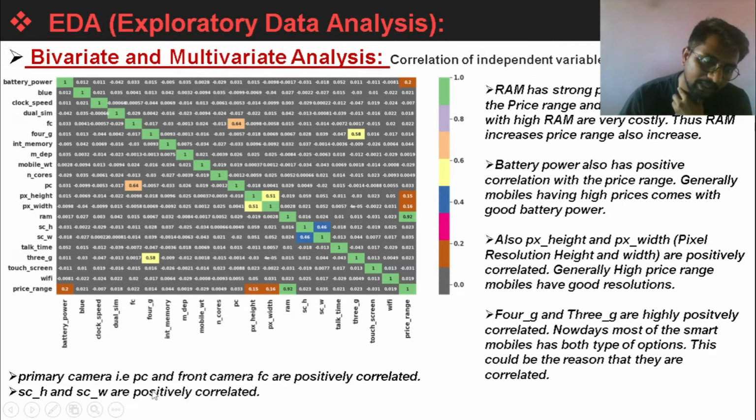Next, primary camera and front camera are positively correlated. Here you can see it is almost 64% correlated, FC and PC. And screen height and screen width are positively correlated. Here we can see it is 46% correlated.